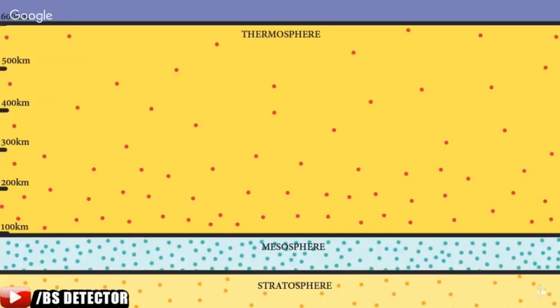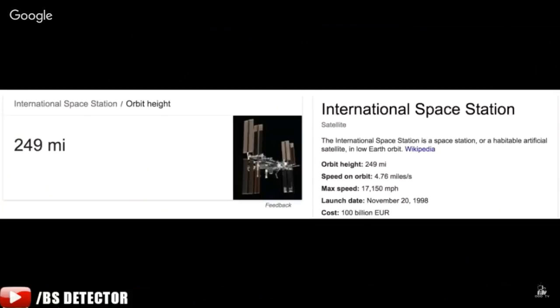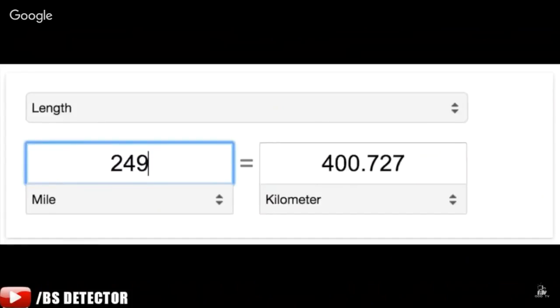And we have the mesosphere, which is colder, so those particles are closer together, right? And then the stratosphere is a little bit warmer than the mesosphere, right? That's what the graphic was showing. So now let's put the ISS into the picture. How high is the ISS in the atmosphere? 249 miles. Great. Now let's convert that into kilometers, and we get just about 400 kilometers, right?